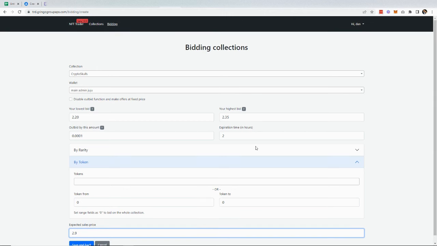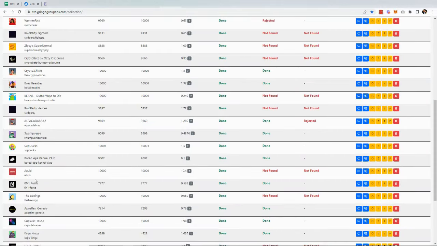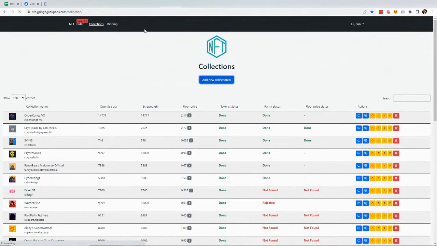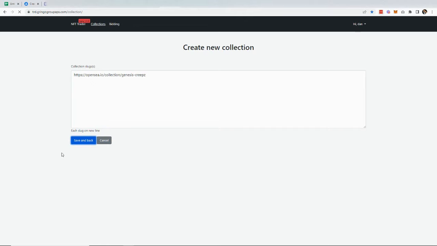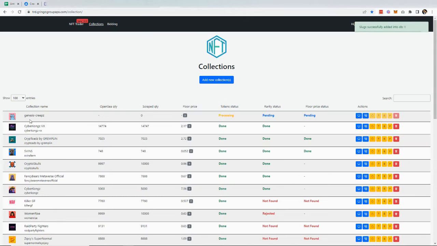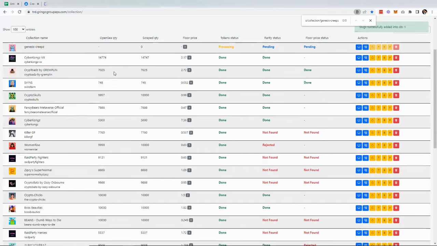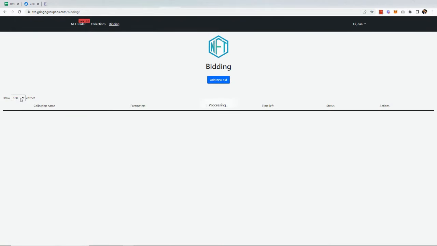Obviously, I don't have the right collection. This was just to show you. But if I wanted to bid on that, it's so easy. I just have to scrape the collection first. I don't know if I've scraped that one in the past, but it takes a few minutes. I just go in here and put in this new collection, save and back, and now it's going to start scraping it. It'll take like 2-3 minutes to scrape the tokens, and then it'll be ready to go. Once it's ready, it will show up under bidding here in my drop down.